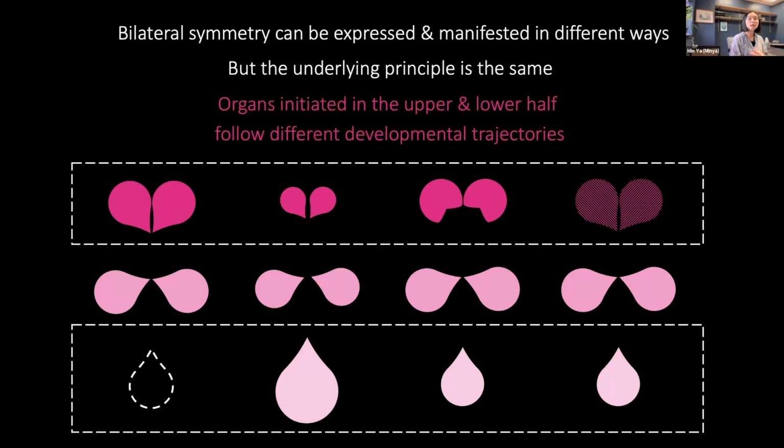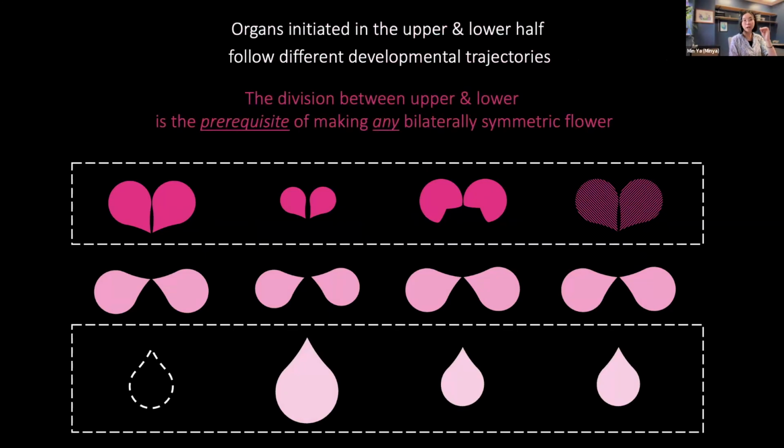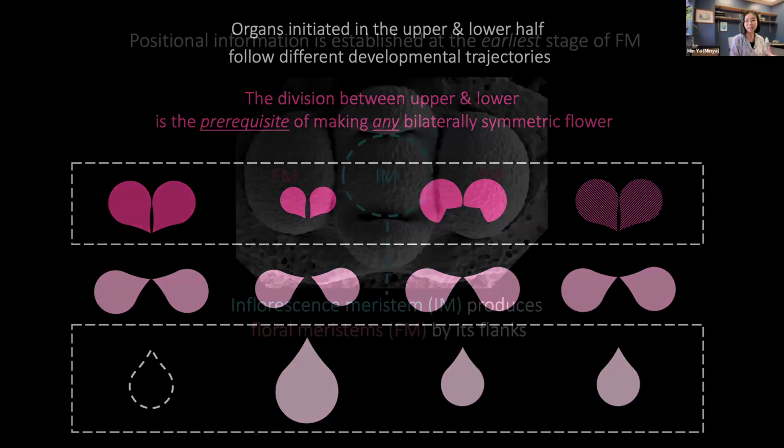In other words, regardless of how different these developmental programs are, regardless of at which developmental stage the differences are elaborated, or regardless of how the flowers look in the end, this division between the upper and the lower is a prerequisite of making any bilaterally symmetric flower. It's a universal rule. And this division can be readily observed since the very beginning as well.